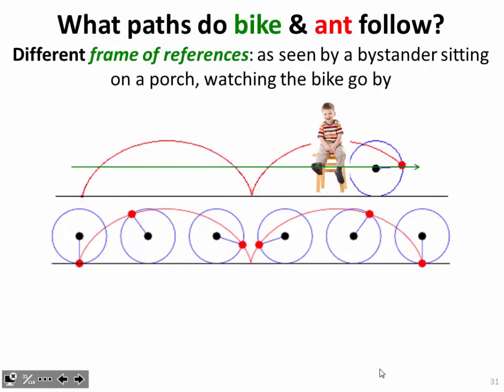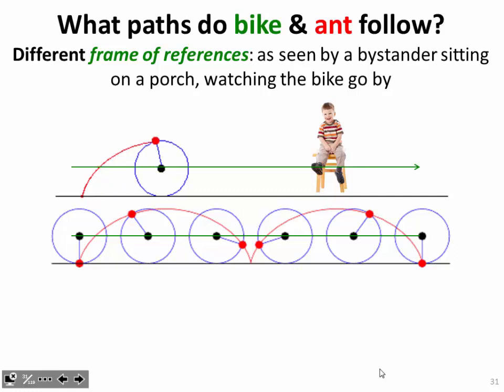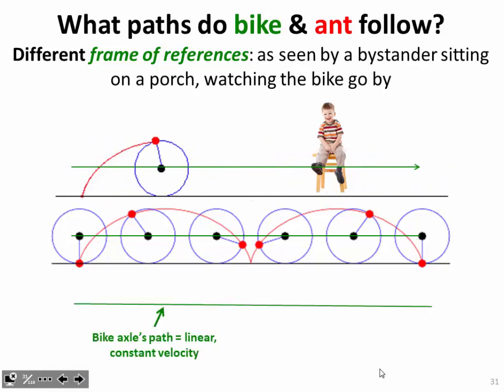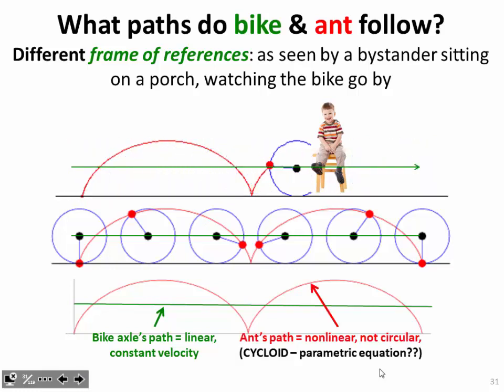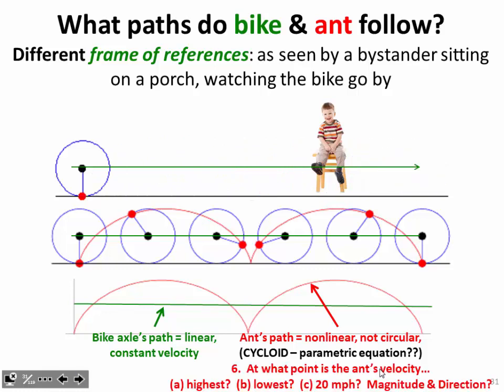Here's what I just drew. This is a motion diagram, so you can see what's happening. In red is the position of the ant over time in equal time steps, versus the position of the bike, which would be these black dots going along in time. So the bike is going at a linear constant velocity, and the ant is going through some crazy path. This path is actually called a cycloid. It's an interesting mathematical construct.